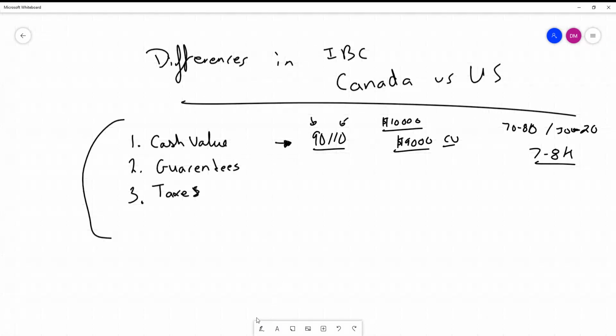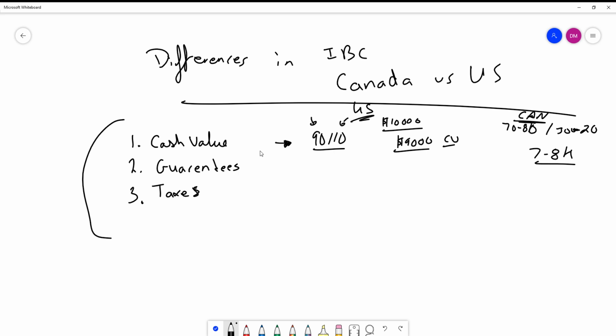The second thing isn't a guarantee. So let's just put US, Canada. Oh man, this is some great stuff. Okay, so in the States, you'll hear about guarantees all the time. Now, guarantees come in a myriad of fashions, essentially.